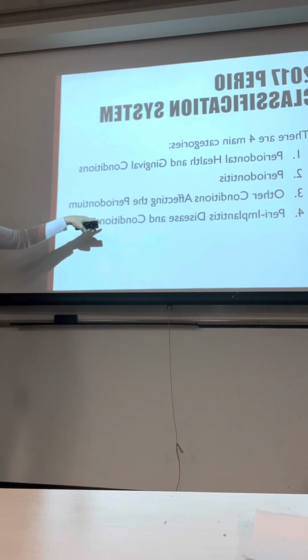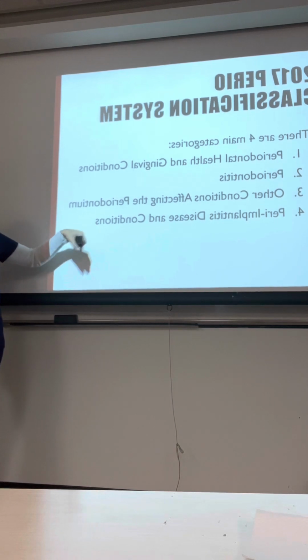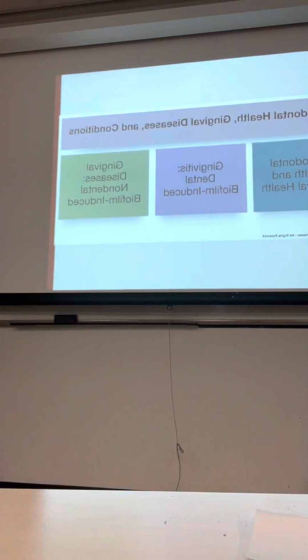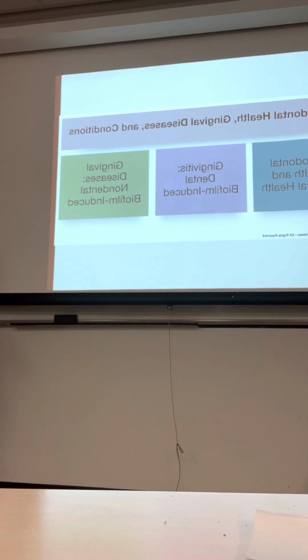Okay, so as I mentioned, there are 4 main categories, which are those big headers up above. Perio health and gingival conditions and periodontitis, which we're going to cover today. And then next week, we're going to look at those other, more rare occurrences: other conditions that affect the periodontium, and peri-implantitis, so things that have to do with implants. So here we are first, periodontal health, gingival disease, and conditions.